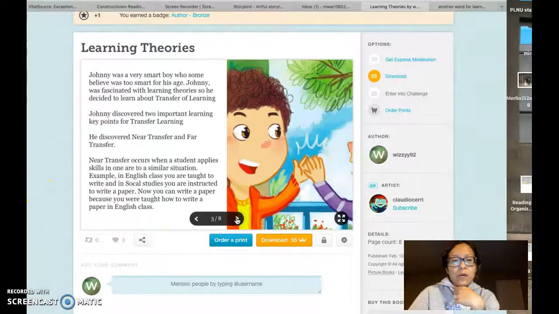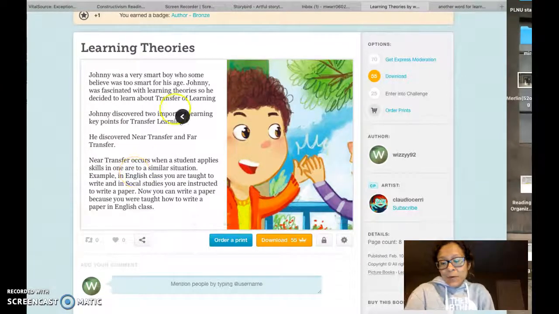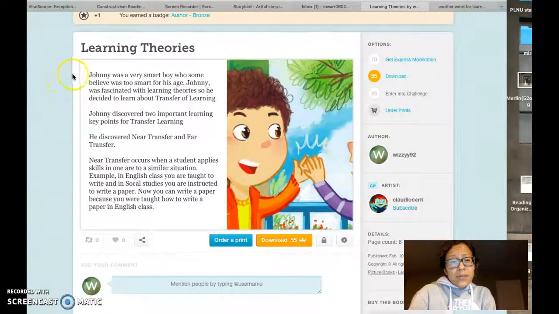And then we will go to transfer of learning, and I will continue reading my little book. Johnny was a very smart boy who some believed was too smart for his age. Johnny was fascinated with learning theory, so he decided to learn about transfer of learning. Johnny discovered two important key points for transfer of learning, which were near transfer and far transfer.